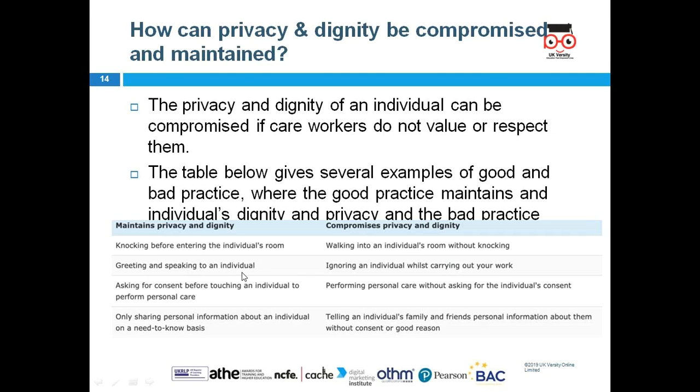Greeting and speaking to an individual, asking for consent before touching an individual to perform personal care, and only sharing information about an individual on a need-to-know basis. So this section here is how you can maintain privacy and dignity. As I said earlier, walking into the individual's room without knocking, ignoring an individual whilst carrying out your work, performing personal care without asking for their consent, and telling an individual's family and friends personal information about them without consent or good reason will be compromising their privacy and dignity.